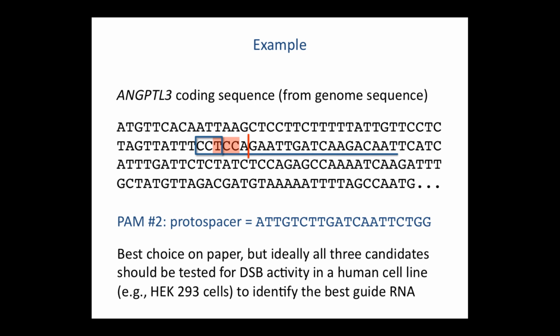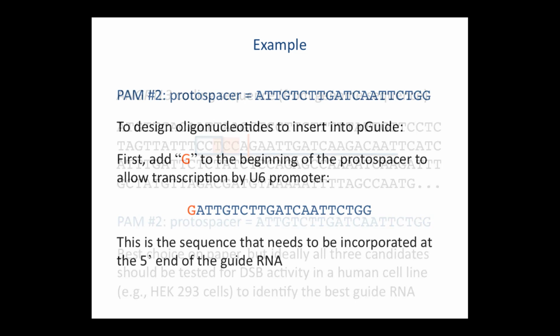On paper, the second protospacer appears to be the optimal one, since it results in cleavage very close to the mutation site. However, the best way to choose among the 3 candidates may be to actually test them in human cells, to empirically assess which has the highest on-target efficiency in vitro. If the second protospacer shows much less activity than the first or third protospacer, then it may not be the best choice after all.